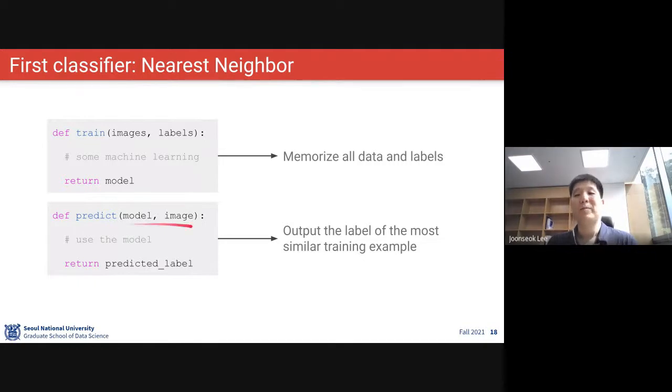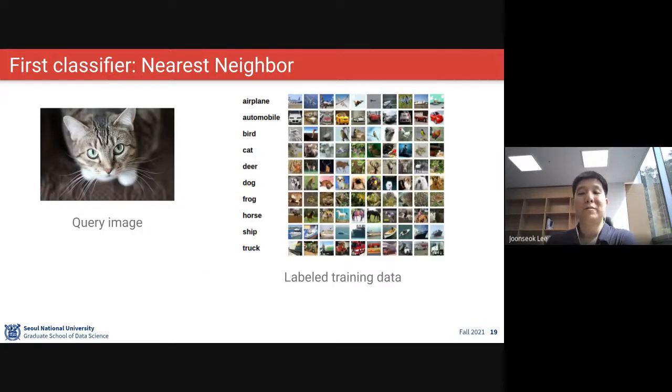At the prediction step, we need to find the closest training data points for the query image, the test image here. So we output the label of the most similar or closest training example. That is just the predict step, which is intuitively very simple. So let's do this. This is the query image, and suppose these are the 100 training examples. What should be the output of this?